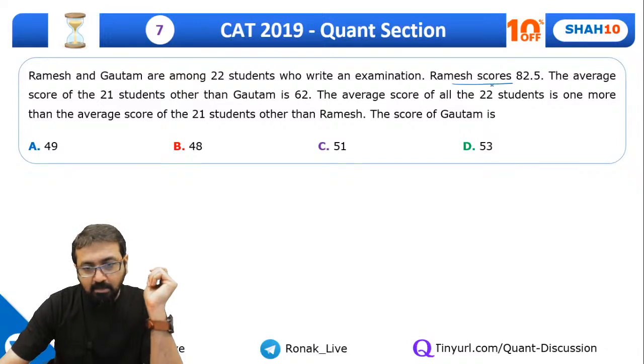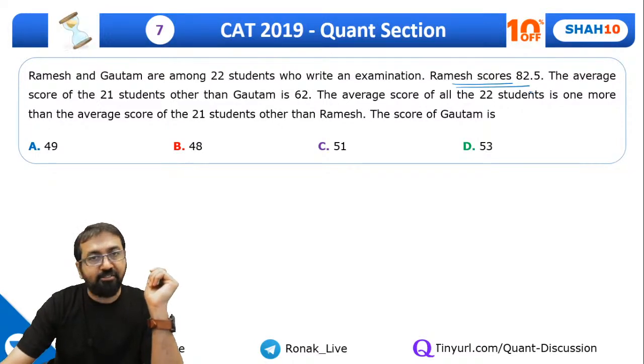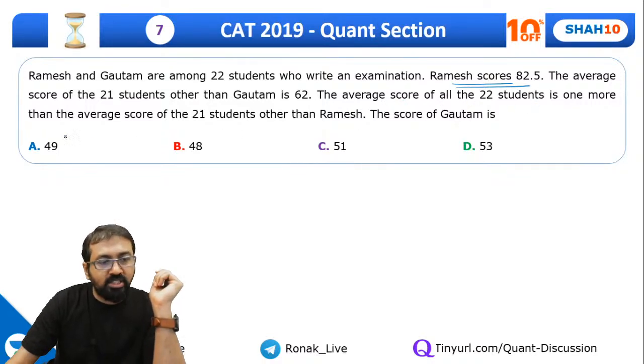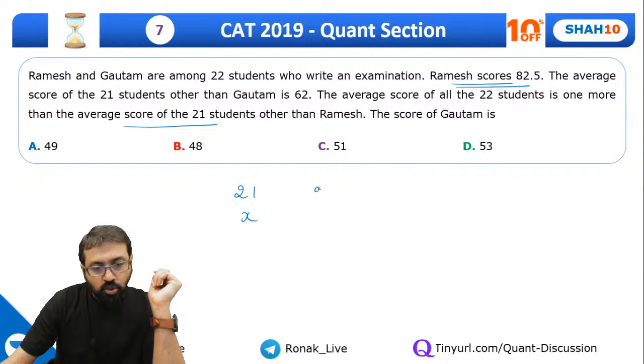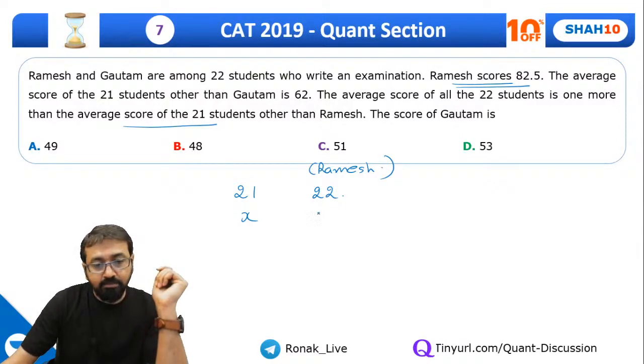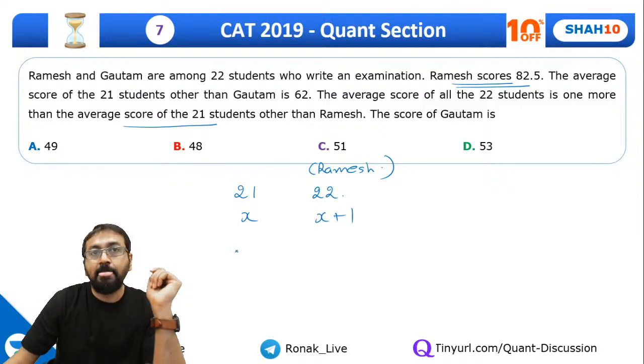Look at this part. Ramesh scores 82.5, and the average score of all the 22 students is one more than the average score of 21 students other than Ramesh. So that means the 21 students' score is X. So 22 students, which also include Ramesh in that. When we include Ramesh's score, it becomes 22. Yes or no? It becomes X plus 1.